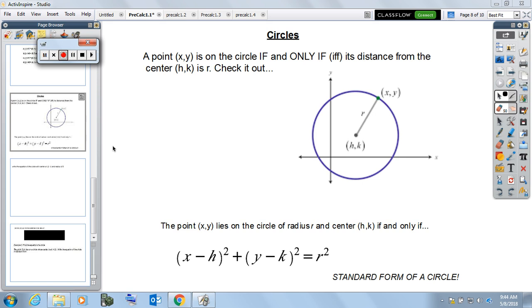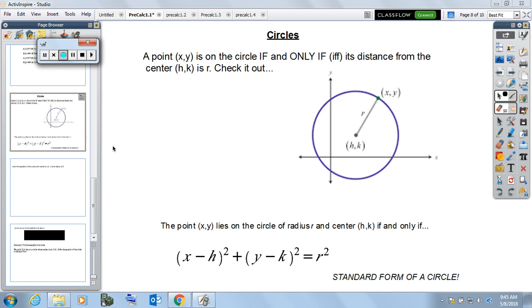Alright guys, in this very short video we're going to wrap up 1.1 with talking about circles. Again, the main goal of this video is to recap and refresh our memory of the standard form of a circle, how we actually write it in standard form, and how we find the radius given a variety of points. So let's take a look here first and foremost.